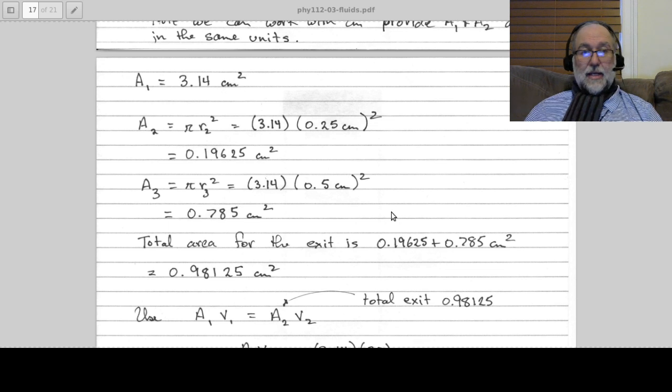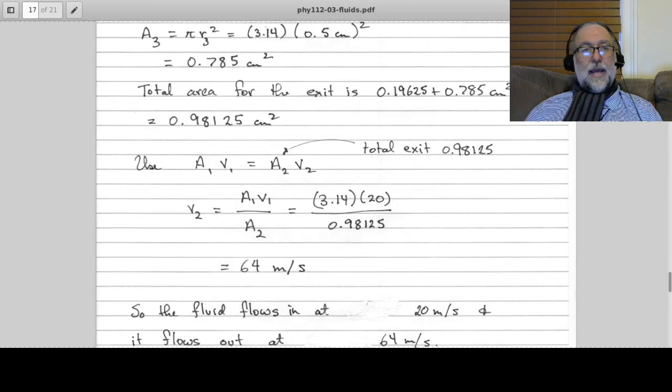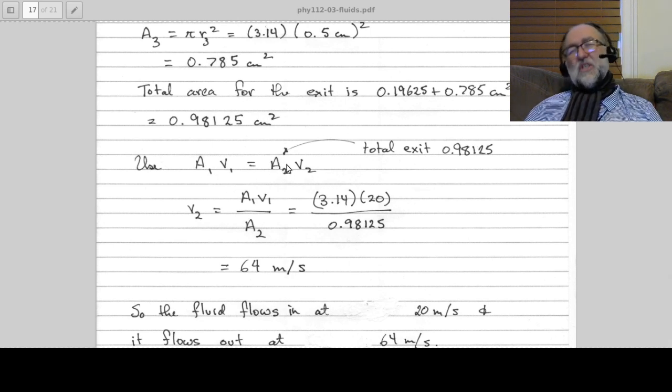Now, the total exit is both A2 and A3, because the fluid is exiting out of both of those, okay? And so, the total exit is going to be 0.19625 plus the 0.785, and that gives me 0.98125 centimeters squared. Okay, now when we go to plug into the equation, and I probably should have used different symbols here, but the equation is like A1 V1 is equal to A2 V2. But that A2 in the equation, that's the total exit, and so that's that total there, okay?